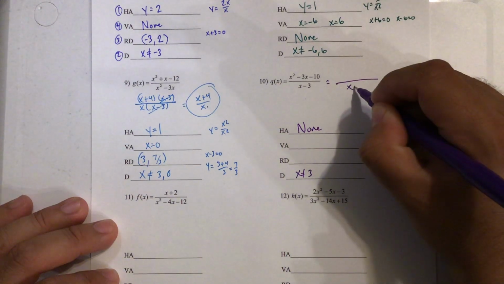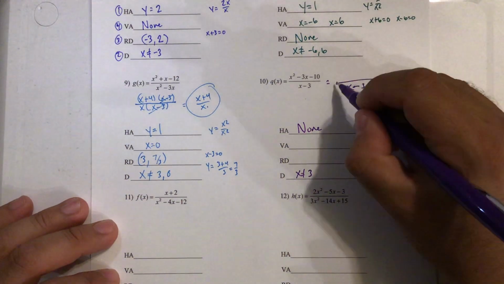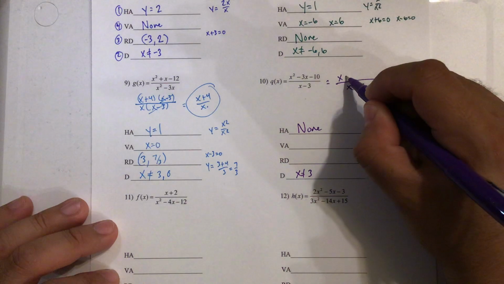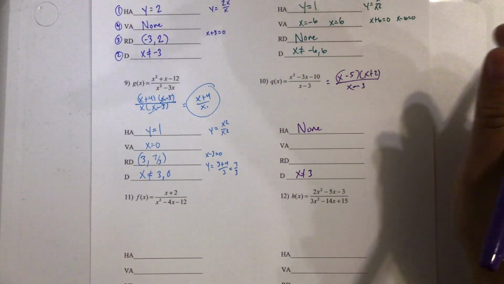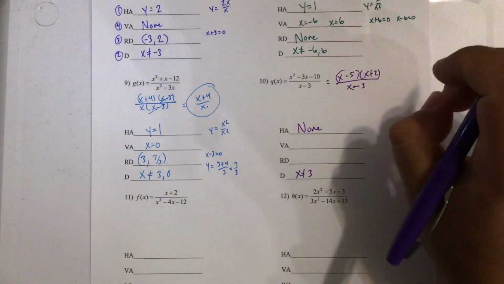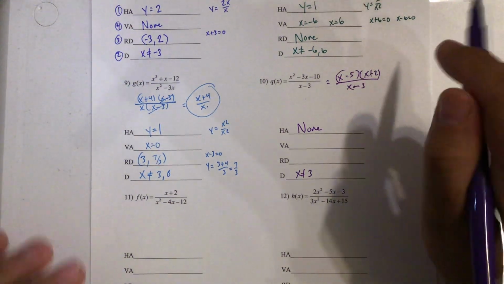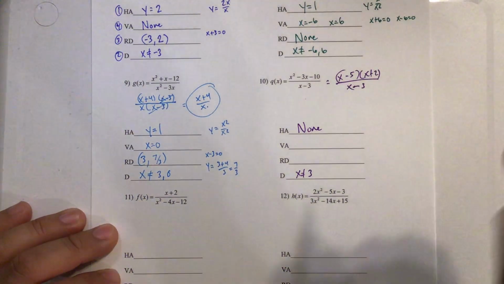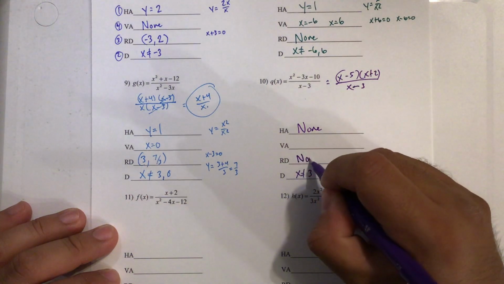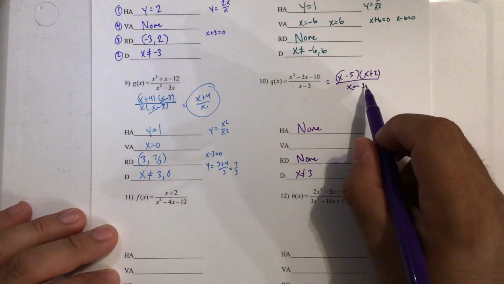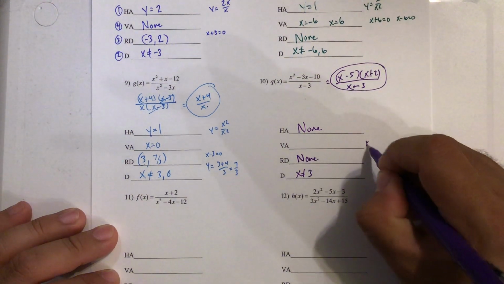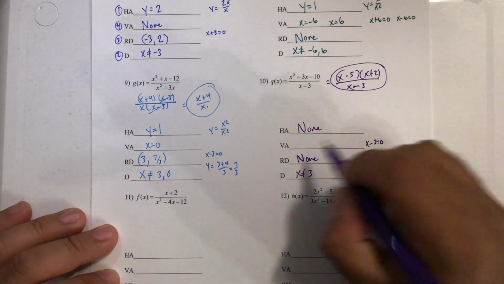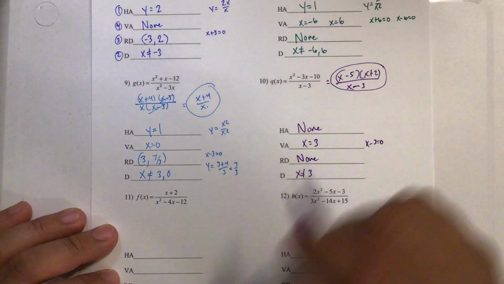For my hole, I'm going to go ahead and factor this. So we have x minus 5, x plus 2. So x squared, 2x minus 5x, negative 3x, negative 10, so that's correct. Notice there are no common factors on the top and the bottom, so that's going to be none. My vertical asymptote, I have x minus 3 in the denominator, so I set x minus 3 equal to 0, and I get x is equal to 3.